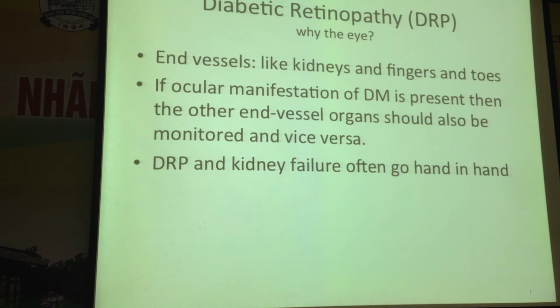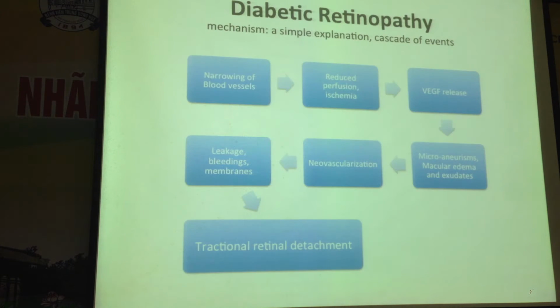Why does diabetes affect the eye? Because in the eye we're dealing with end vessels, like in the kidneys, the hands, and the feet. They're all the primary organs affected by diabetes.